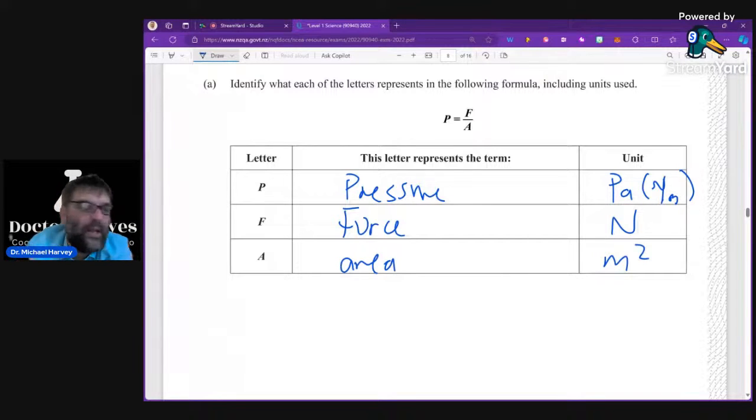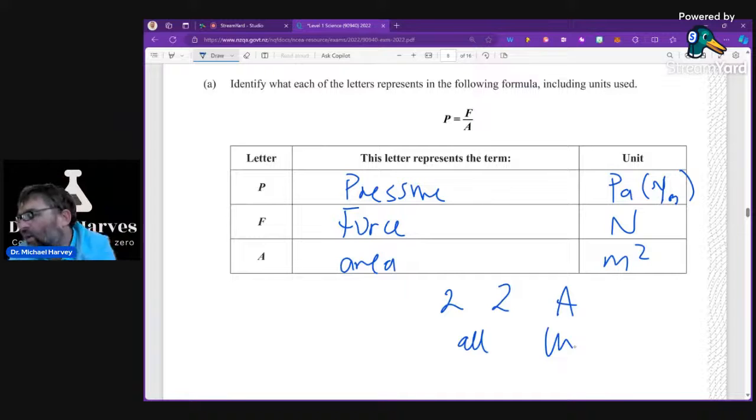Okay, so if you get 2 units and 2 representational definitions correct, that's achieved, and if it's all correct, then that's merit. Okay, so you really do need to know your formulas.